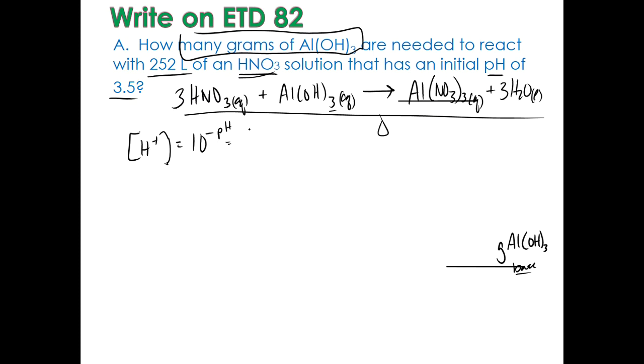When I look at that, that's going to give me the concentration of the nitric acid, because that's what's supplying the hydrogens. Then I would just take 10 to the negative 3.5, right? When I punch that into the calculator, it does the heavy lifting.